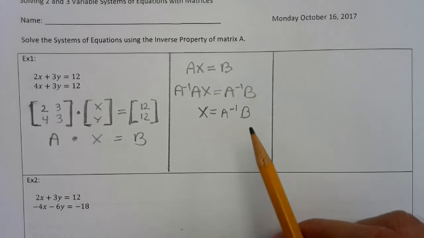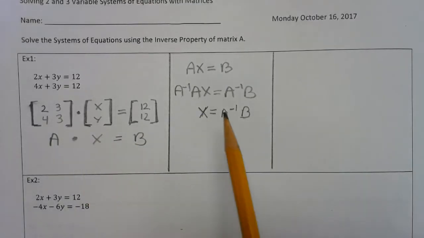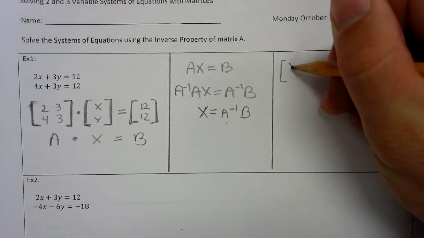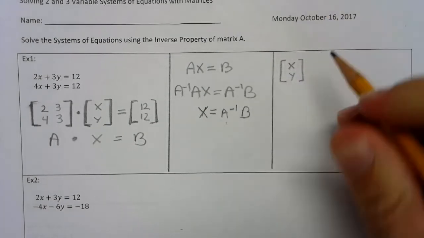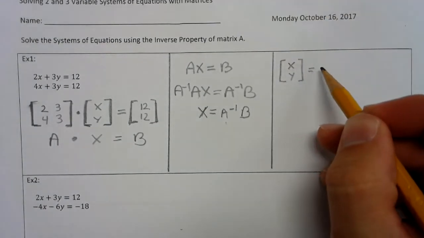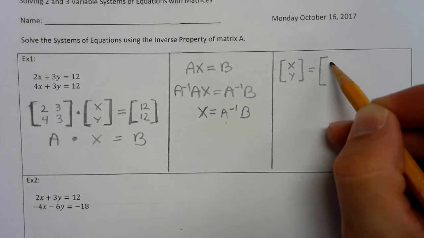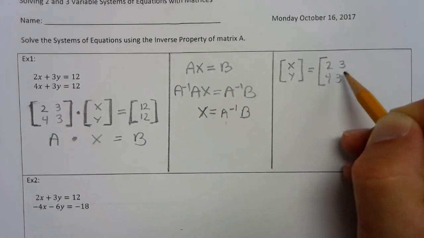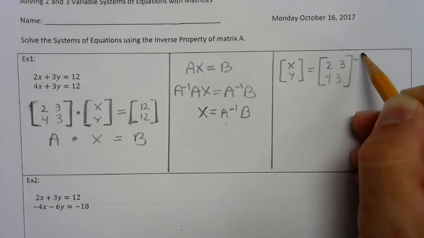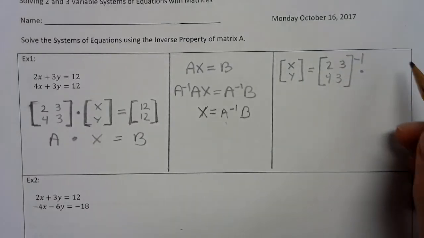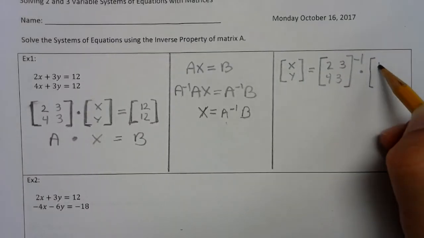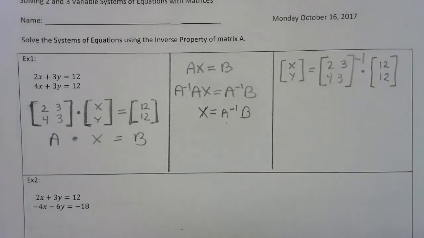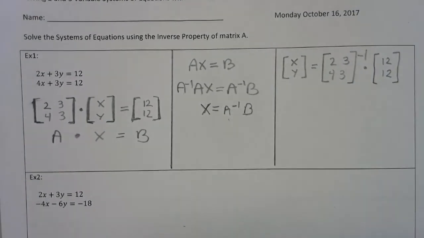The next phase is now we need to actually put the matrices in this form. So we know X is XY equals A inverse, which is 2, 3, 4, 3 inverse, times B, which is 12, 12. So at this point, you want to plug that into the calculator.